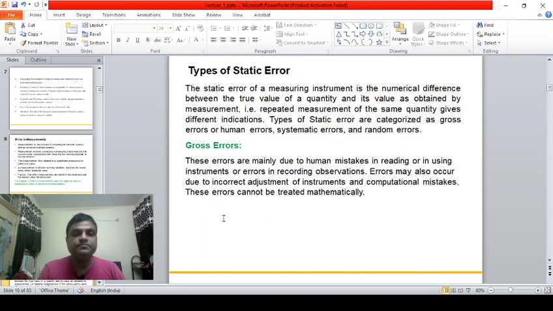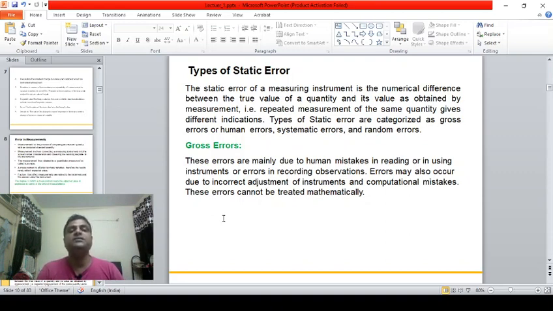Then we study the different types of static errors. The static error of a measuring instrument is the numerical difference between the true value of a quantity and its value as obtained by measurement. That is, repeated measurement of the same quantity gives different indications. Types of static error are characterized as gross error or human error, systematic error, and random error.